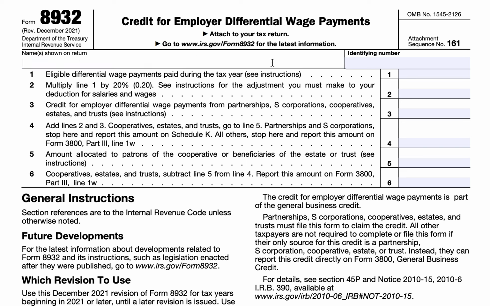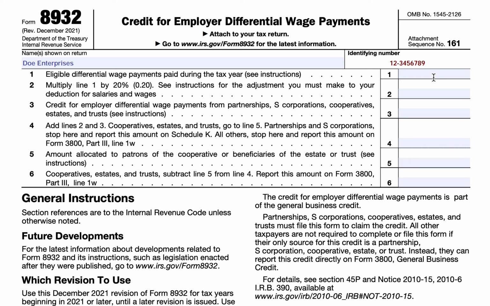We're going to start completing this form on behalf of our hero John Doe, who happens to own Doe Enterprises, and his identifying number, which in this case is an employer identification number, or EIN. A wide variety of taxpayers may be eligible to claim this credit.